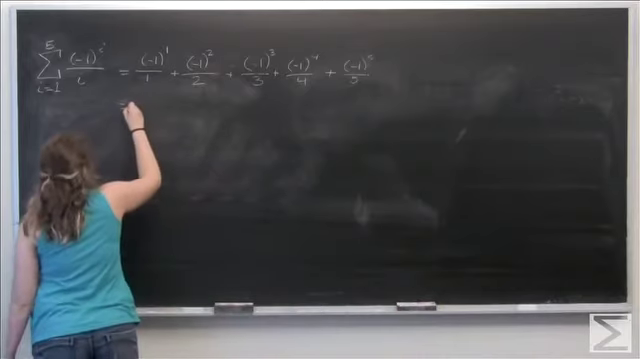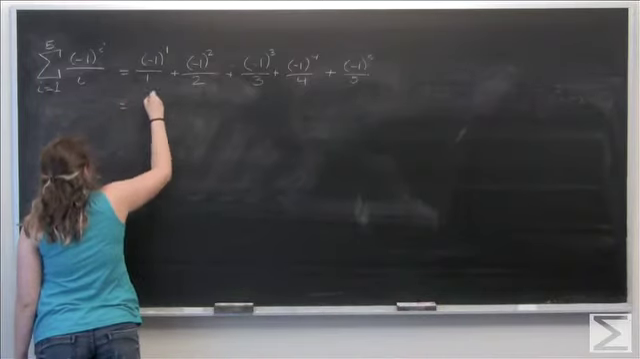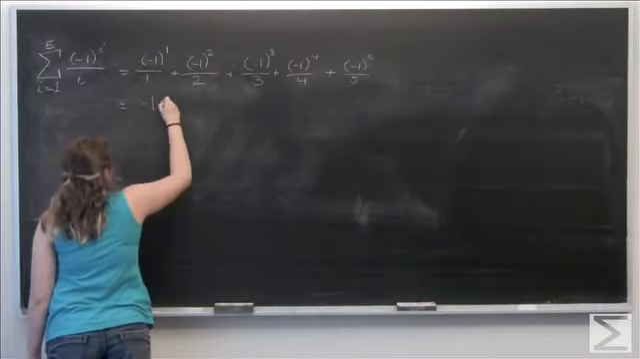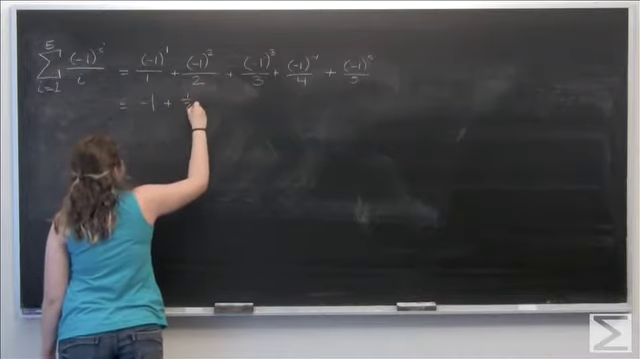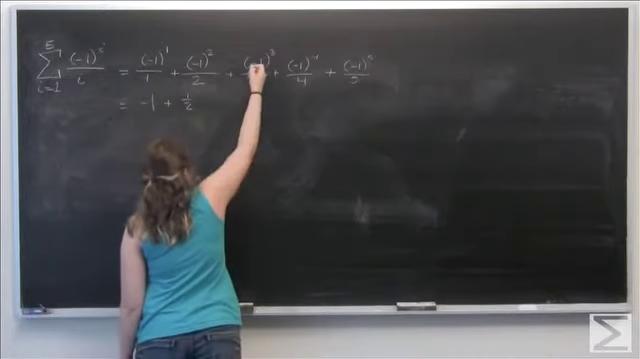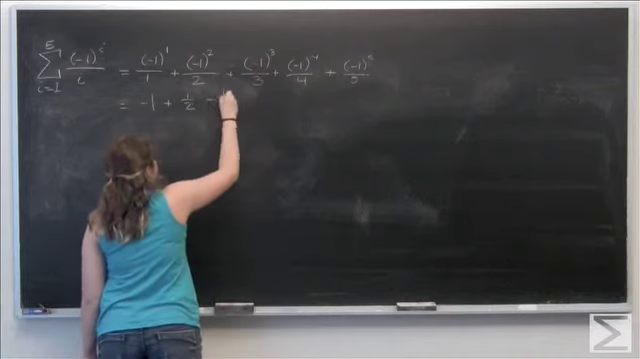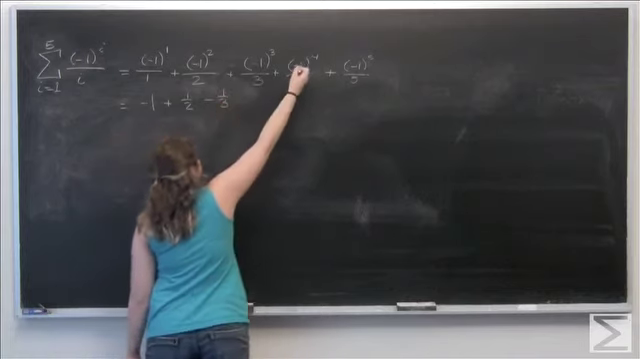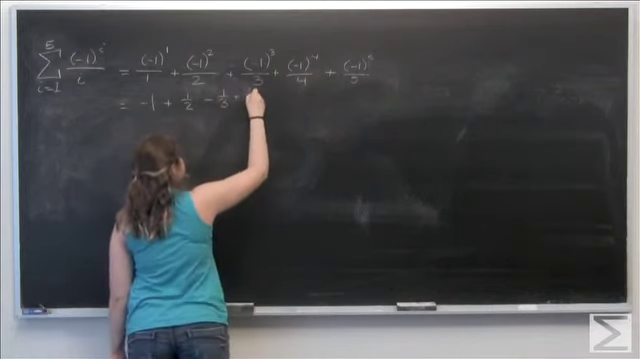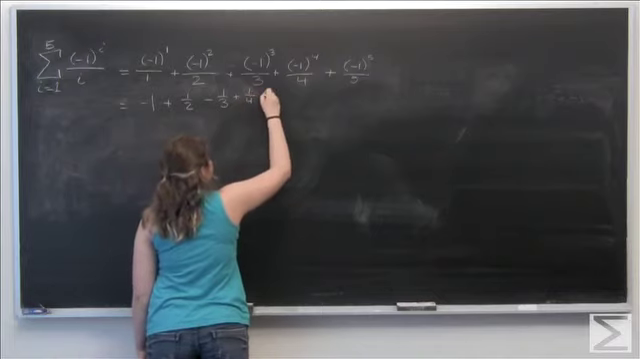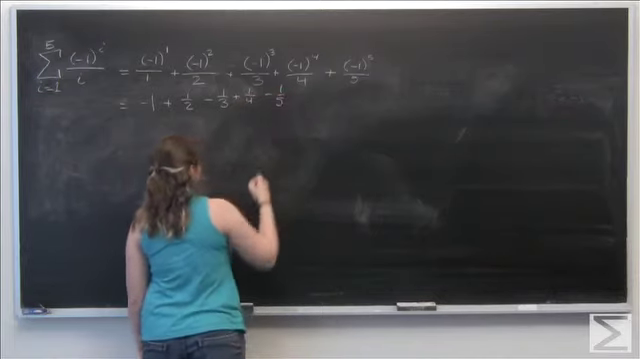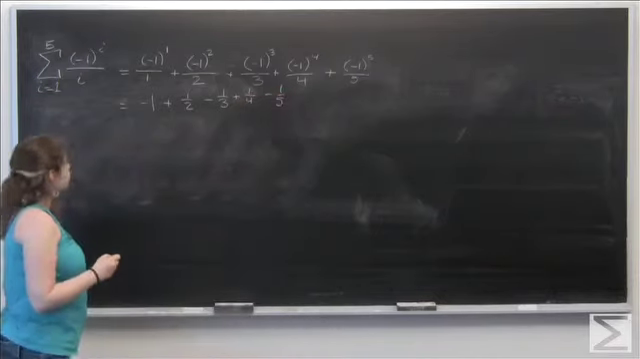And rewrite this as -1 plus 1/2. And then this is still negative, so we have -1/3. This becomes positive, so we have plus 1/4, and then -1/5. Okay, so that's what that equals.